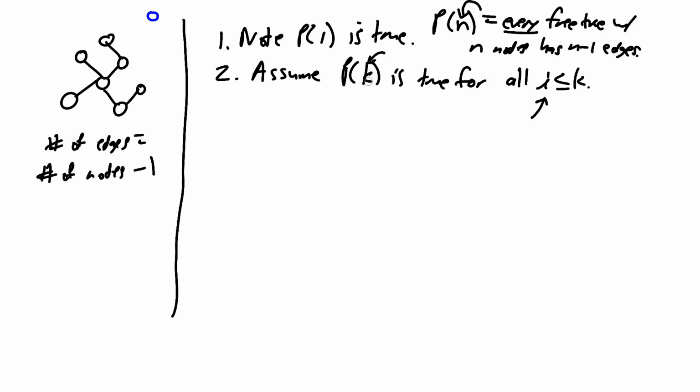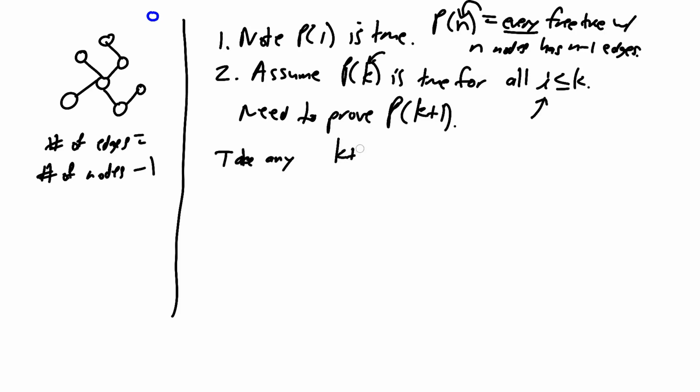And we're going to say, assume that all free trees of I nodes or less have that number of nodes minus 1 edges. Okay, so all smaller trees than K plus 1, we're assuming that this property holds for. It's a pretty strong assumption, right? And all we have to do is prove that if that's true, then it's true for a free tree with K plus 1 nodes. So we need to prove that P of K plus 1 is true. Okay, so how are we going to do it? Here's how we're going to do it.